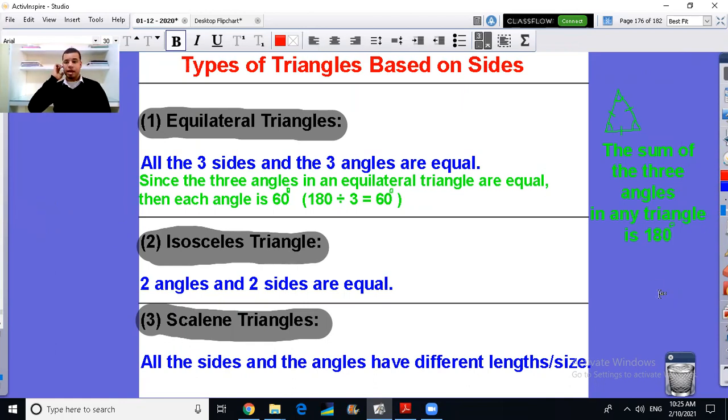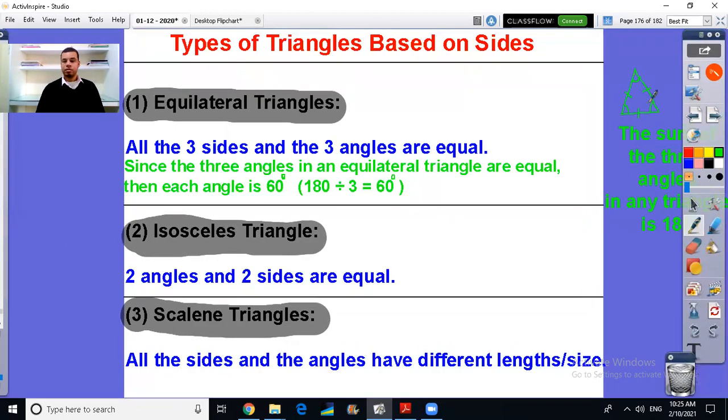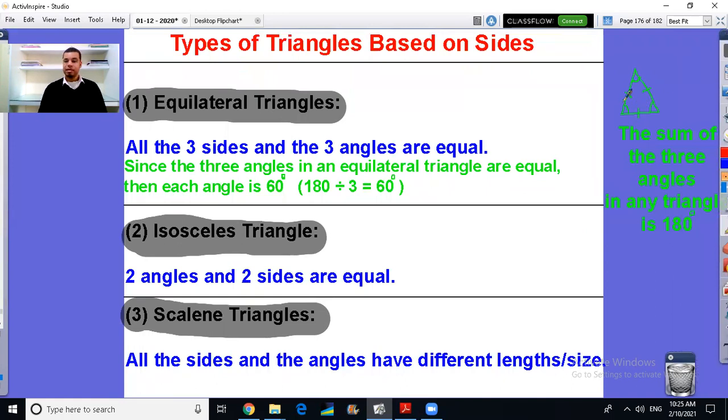So if the three sides have the same length, this is an equilateral triangle. This is the first type that we're learning today. Equi means equal. This is in Latin. Lateral means side. So equal sides. All the three sides and the three angles are equal in an equilateral triangle.